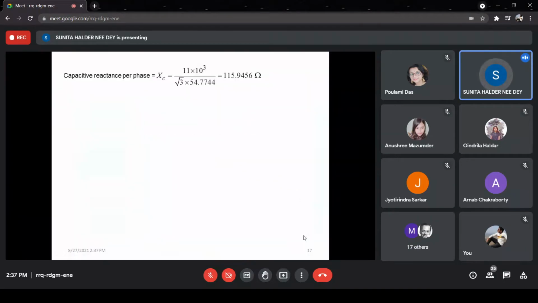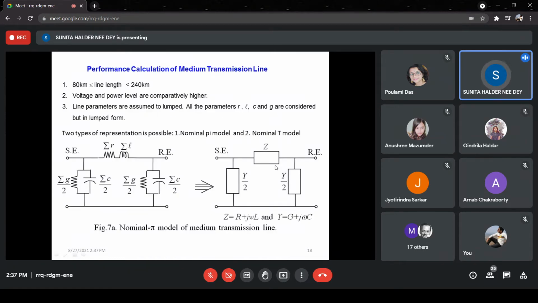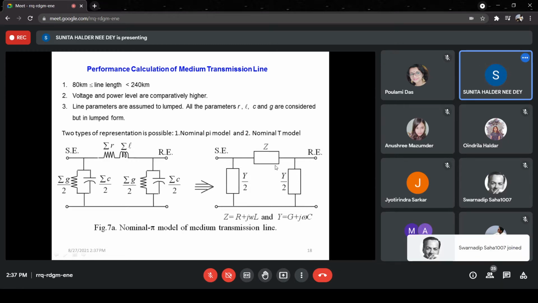In the last class, we learned how to model the short transmission line and to calculate the approximate method of voltage regulation, applicable only for the short transmission line. It is applicable because there is no shunt part in the modeling of the short transmission line, and we can easily neglect the shunt capacitor of that line.